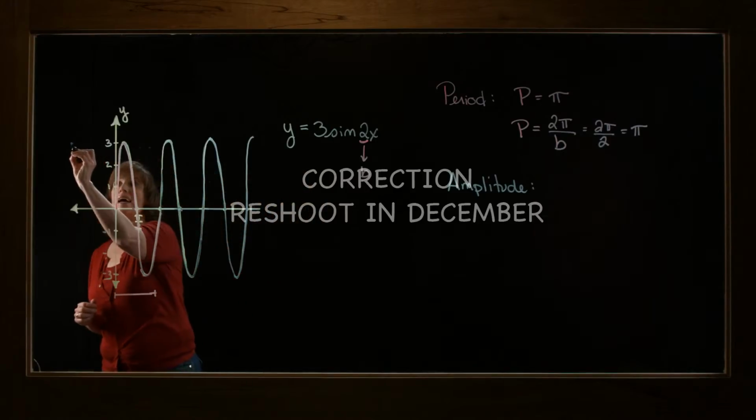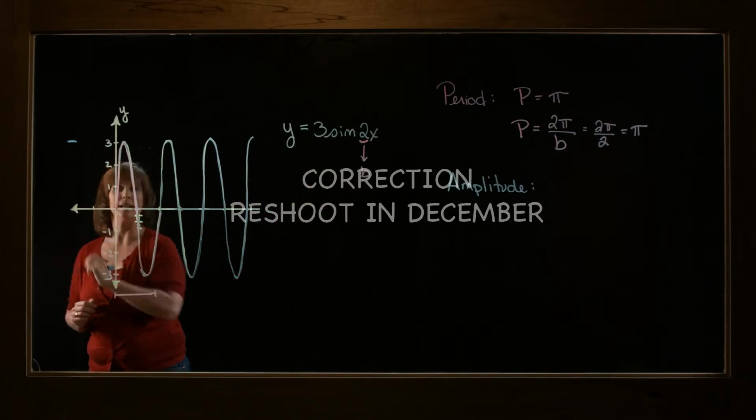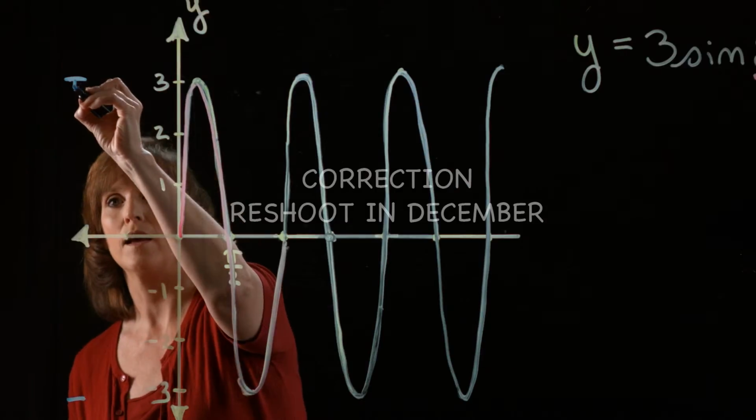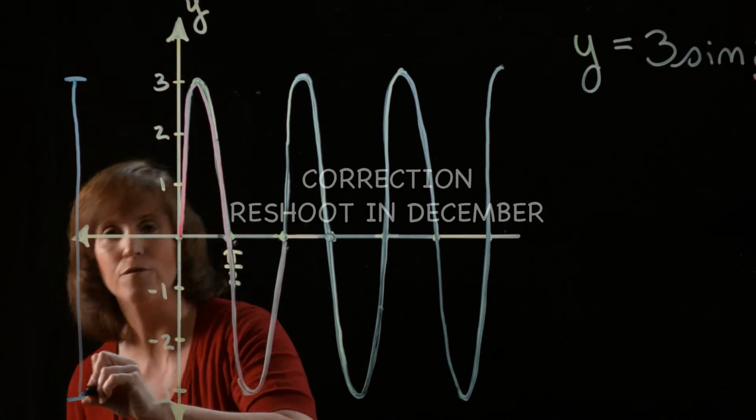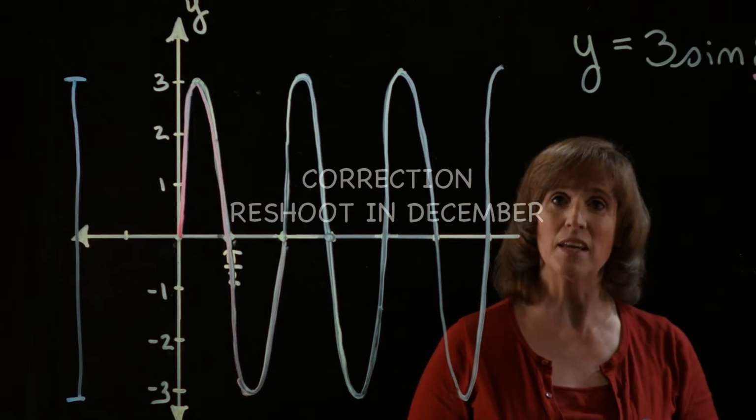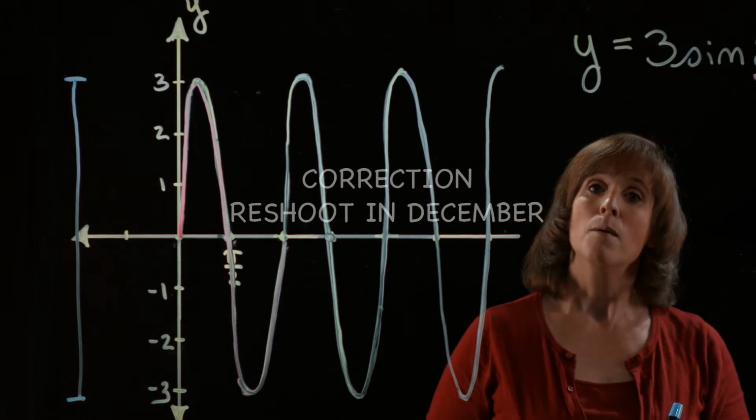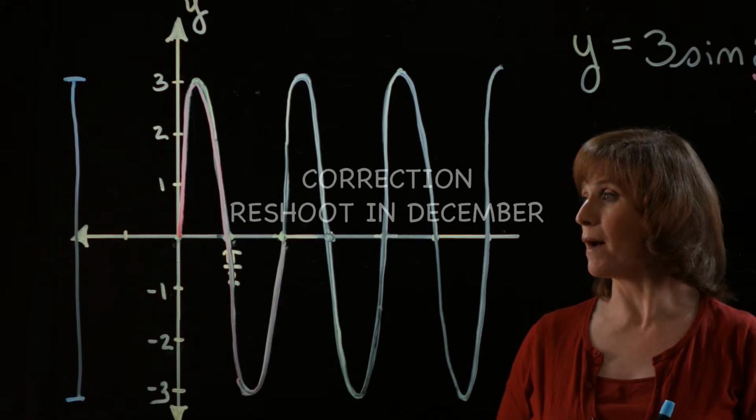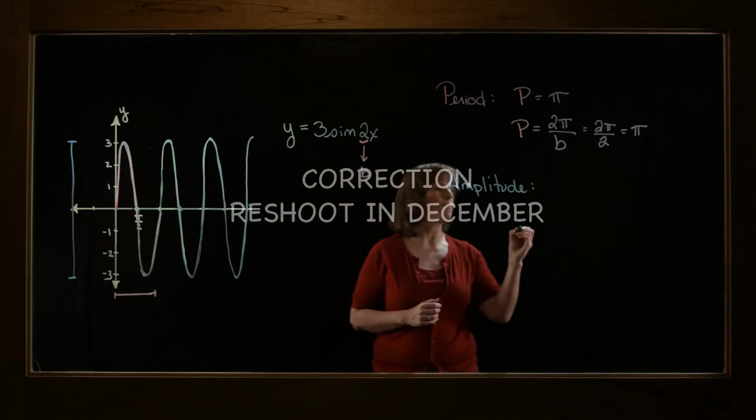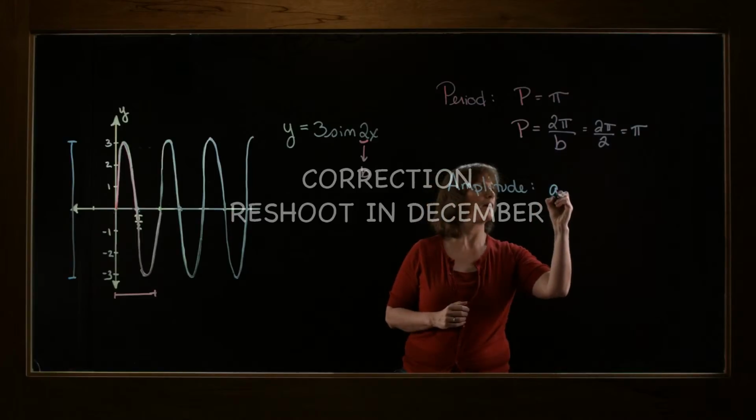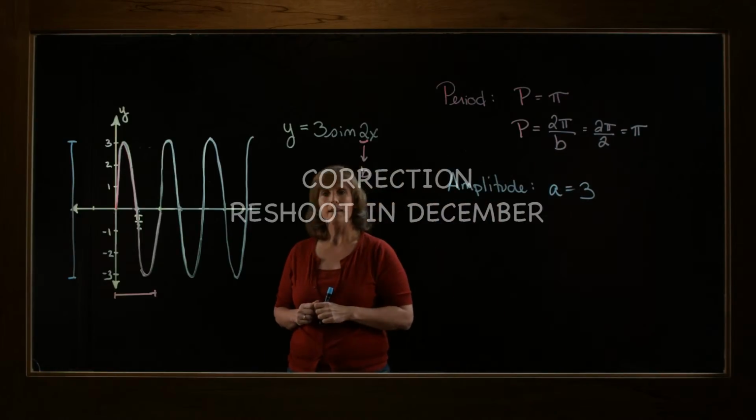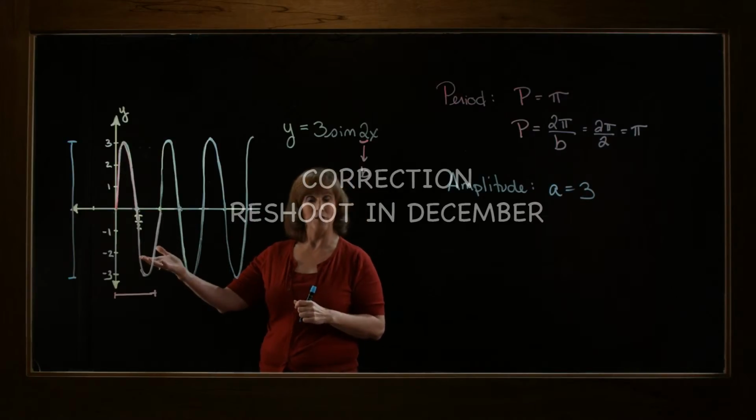So graphically, I see that my highest value is at 3. My lowest value is at -3. So if I look at that vertical distance, that's going to give me a total of 6. But for the amplitude, I only want half of that. So 6 divided by 2 is 3. So my amplitude is 3.